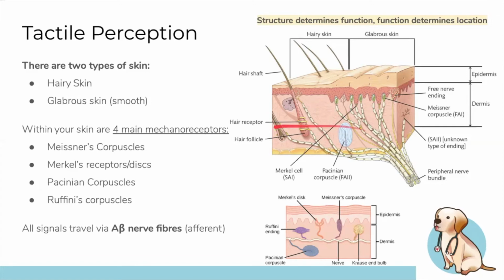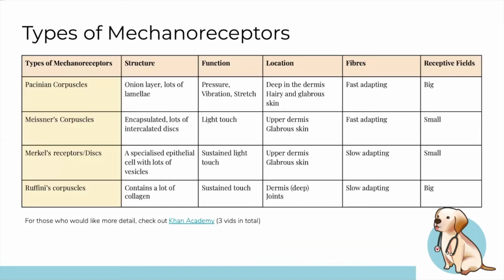Because it's deep, it's not super accurate at pinpointing the location, so it's got a very large receptive field. And this is a fast adapting fiber, meaning you need to constantly stimulate it in order for your brain to know that something's stimulating it.